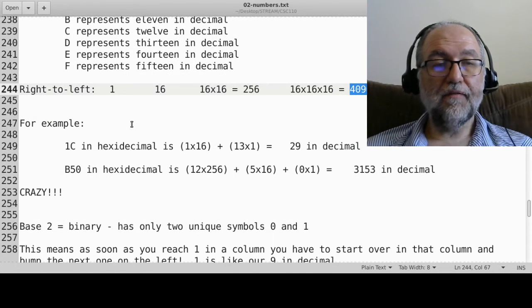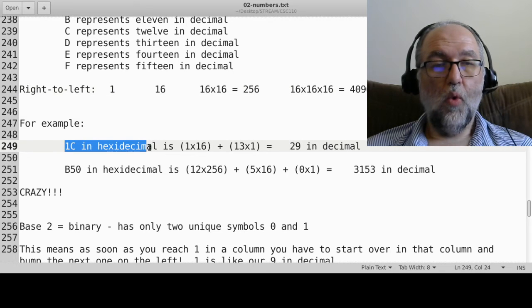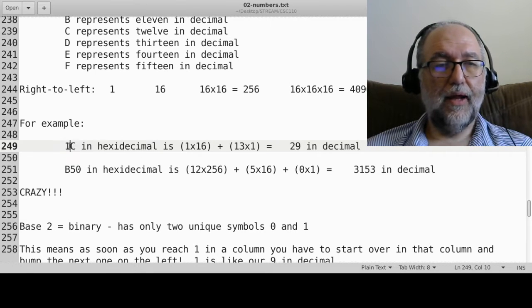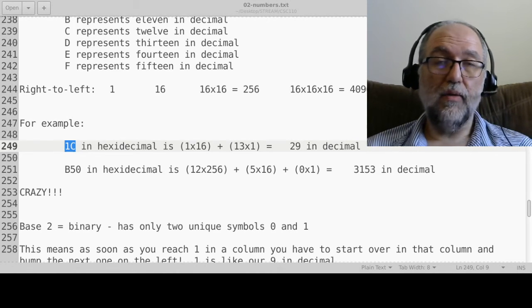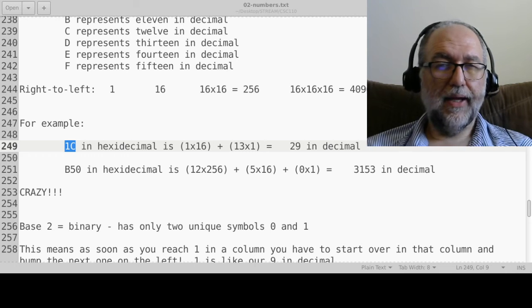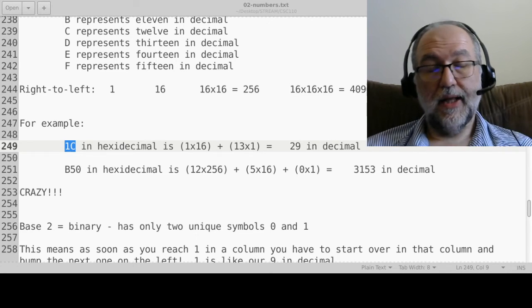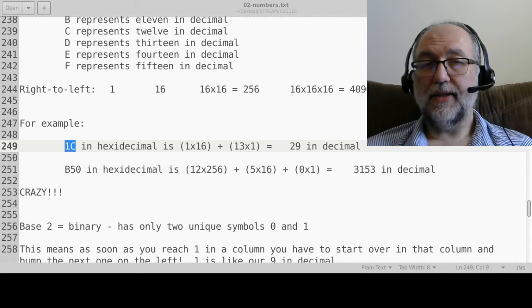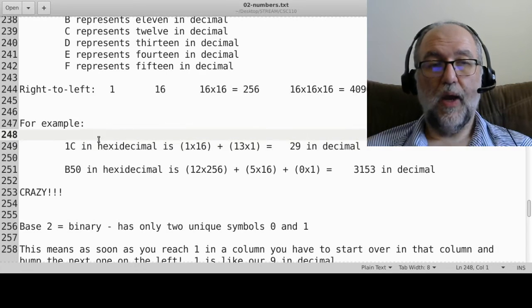Now, if we take a look at 1C in hexadecimal, you go, 1C, I've never seen a number like that. I've never seen a number with a letter in it. Well, you might, for serial numbers and things like that, but for counting numbers, you've never seen that, again because we only use decimal. But if we used hexadecimal, 1C would be interpreted this way.